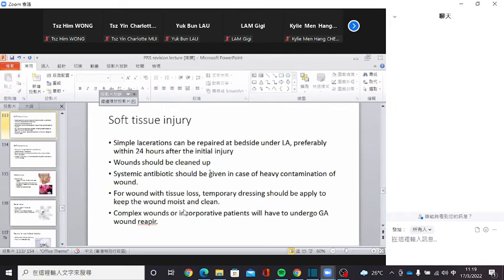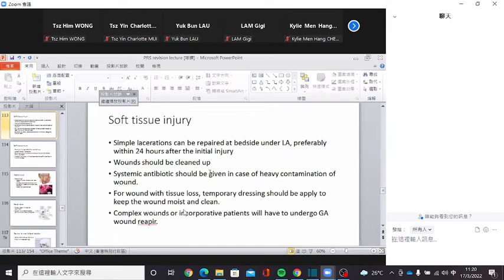So soft tissue injury, simple lacerations can be repaired within 24 hours at bedside. The wound should be cleaned of any debris or broken glass pieces to prevent future infection, or the debris over the wound will cause traumatic tattoo. So give systemic antibiotics if you think the wound is heavily contaminated, like they hit or rubbed on the ground with a very dirty wound.